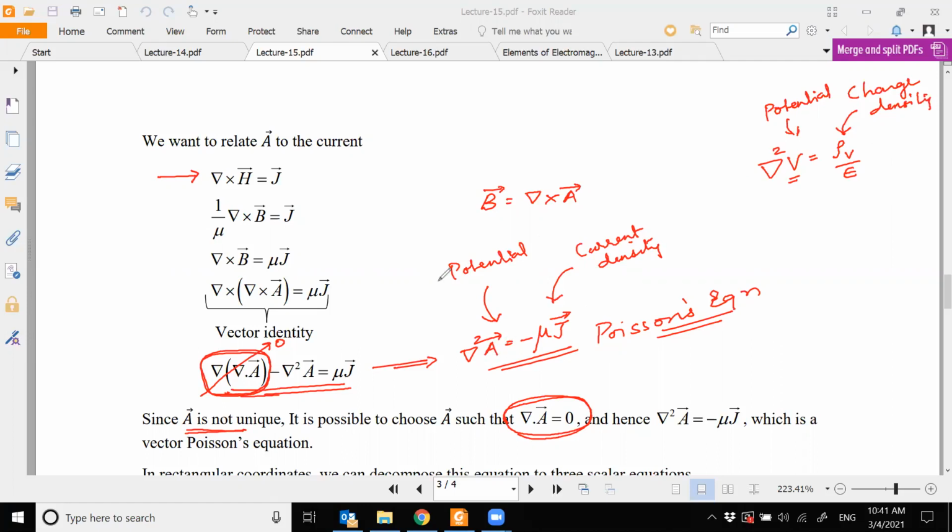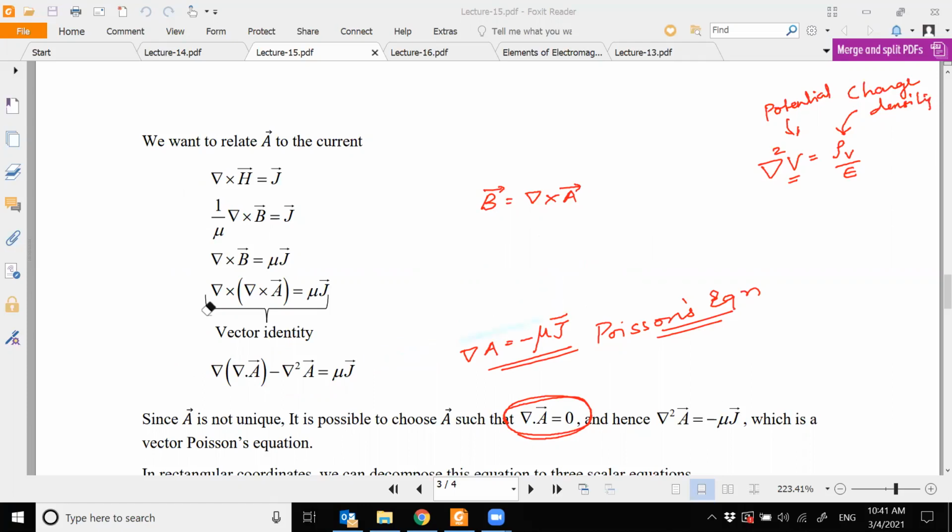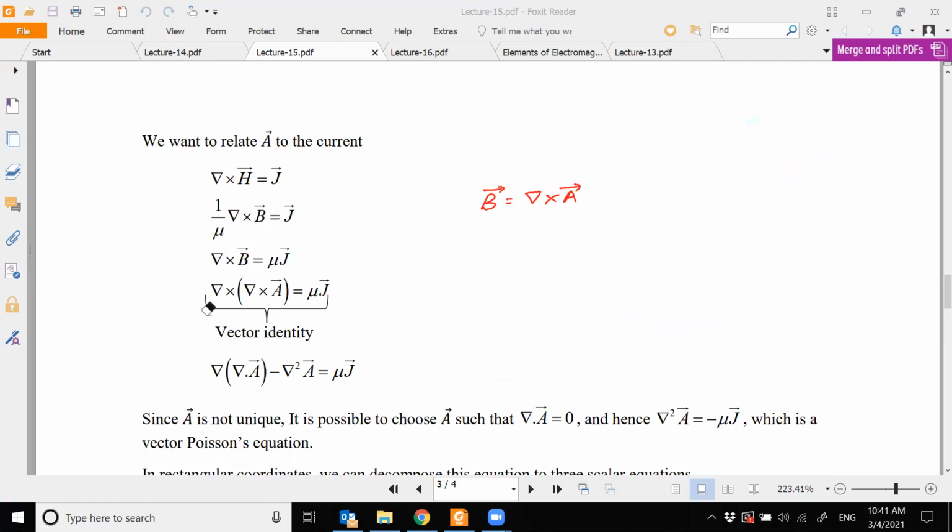Okay. So this is how the vector magnetic potential is defined. And we have seen that by defining the vector magnetic potential as B is del cross A, we have assured that Gauss's law of magnetic field is satisfied, which is del dot B bar is 0. And also Ampere's law is satisfied. And we have seen that from Ampere's law, we got the correct Poisson's equation by making sure that del dot A bar is equal to 0.